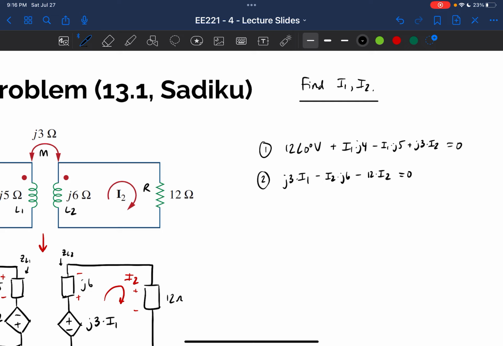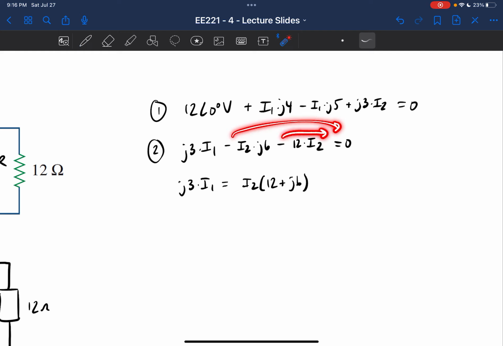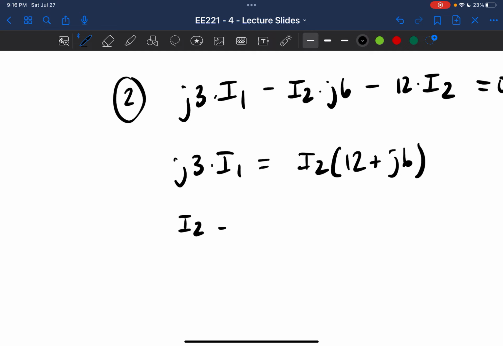Let's solve for I2, and then we'll plug that into the first expression, and we should be able to solve this mesh analysis problem pretty easily. So it's going to be J3 times I1 is equal to I2 times 12 plus J6. Hopefully you see that. I basically moved these terms over to the other side. They're both positive. Factor out an I2, and I want to solve for I2. So I2 is equal to I1 multiplied by J3 divided by 12 plus J6. Let's throw that into my calculator and see what comes out.